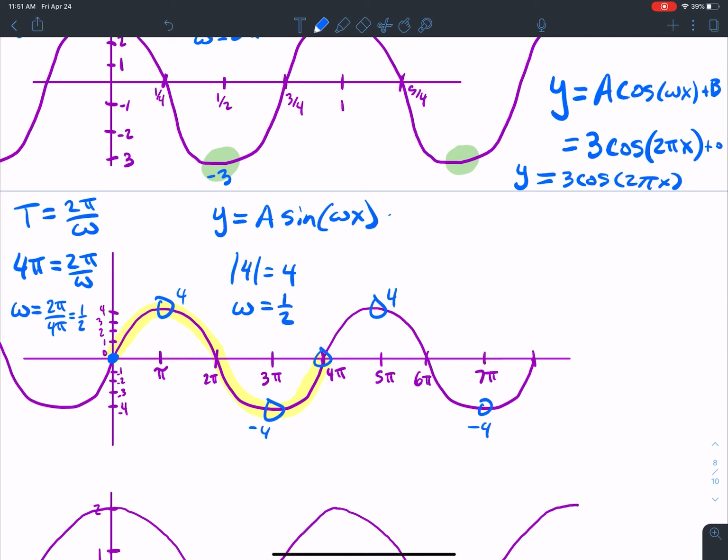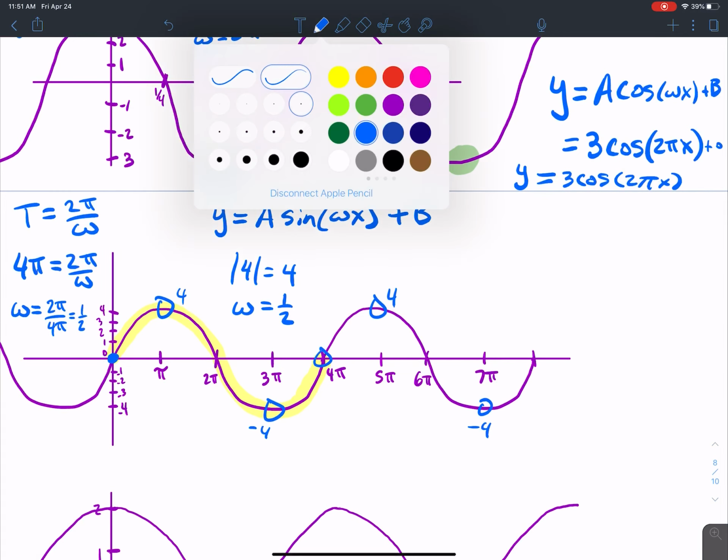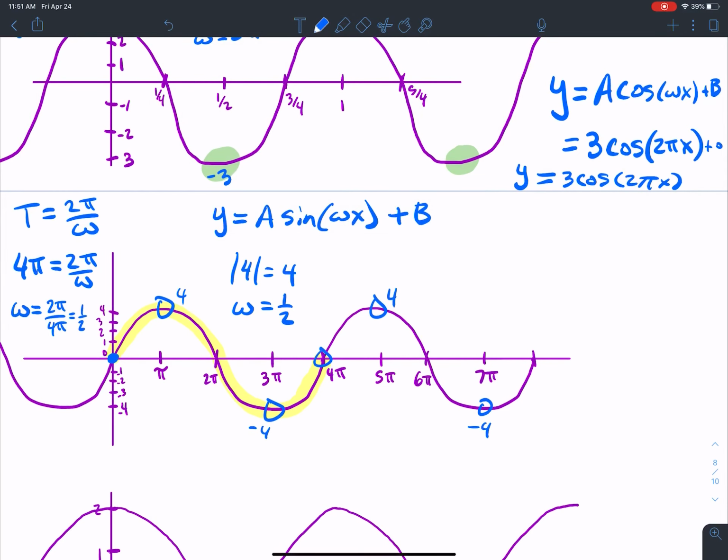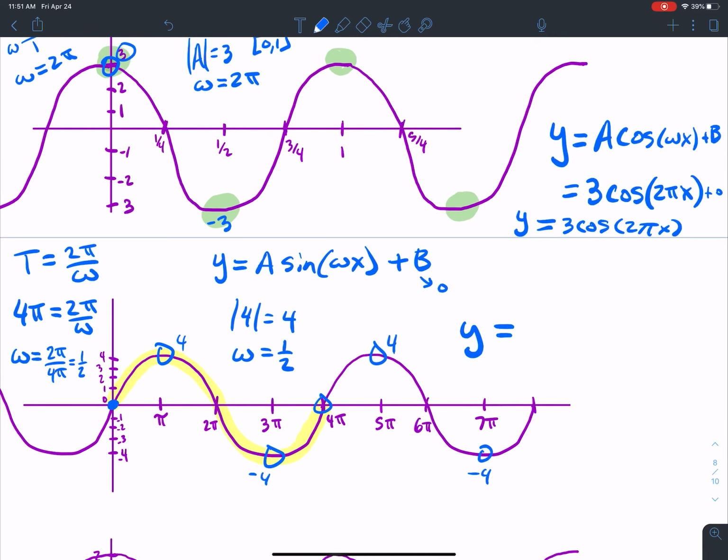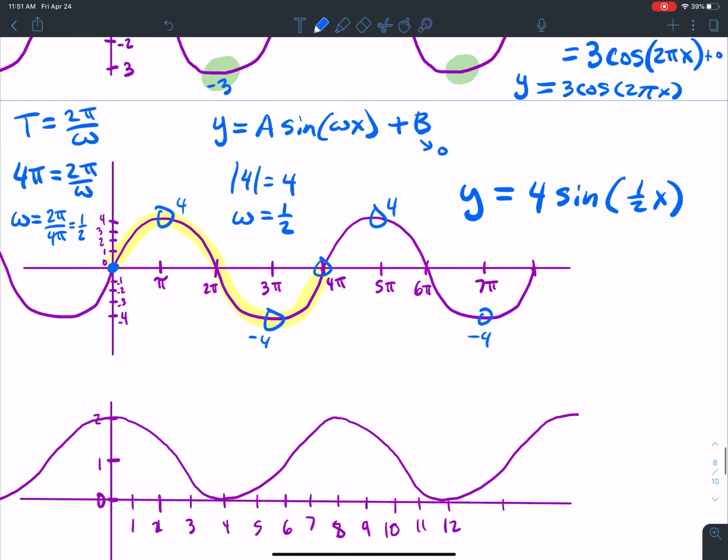So what does this become? Well, do I have some shifting up and down? I'm not shifting up and down, so I'm good to go. My b here is 0. This is going to become y equals 4 sine of 1/2 x.